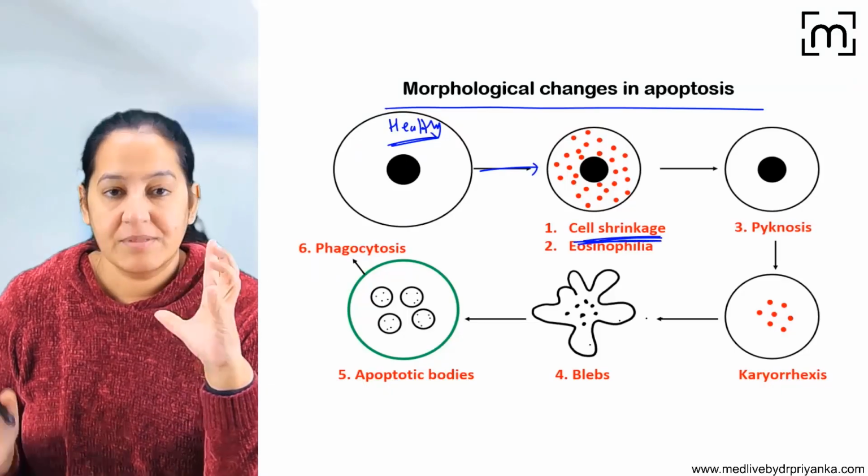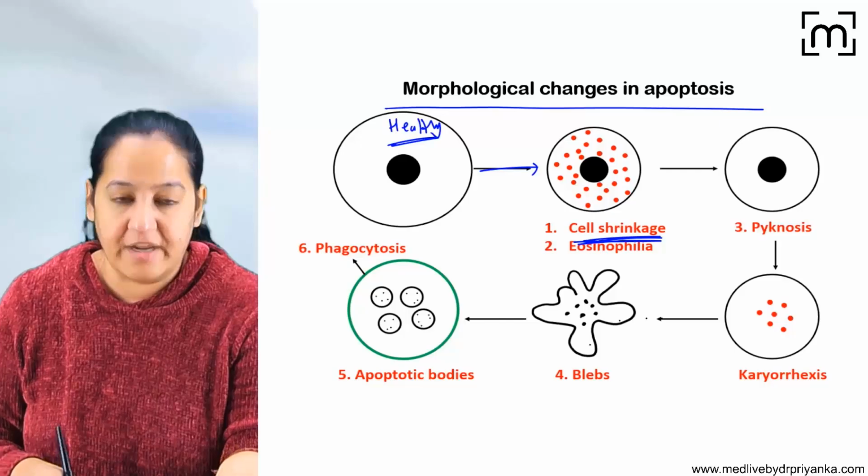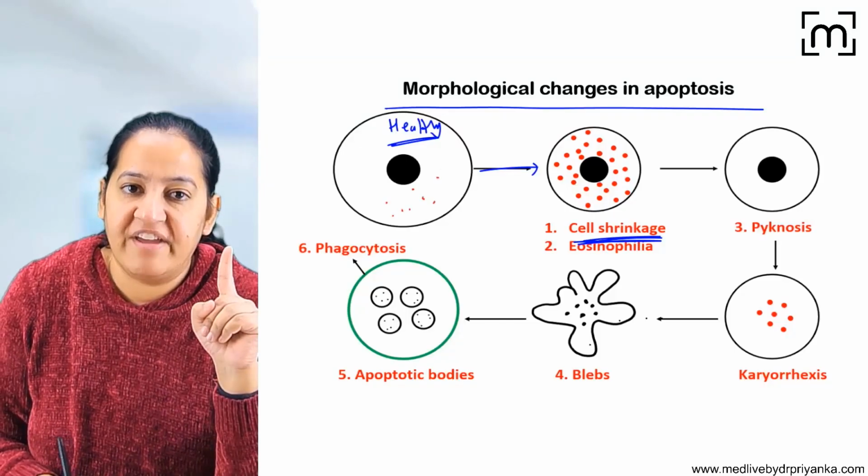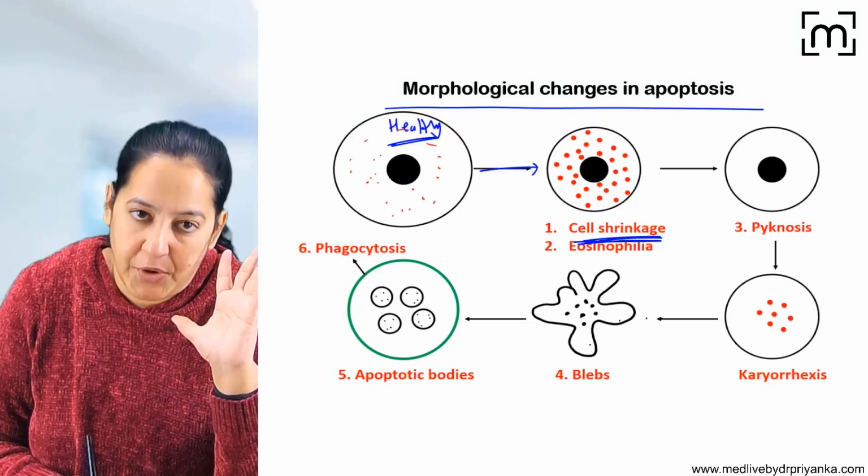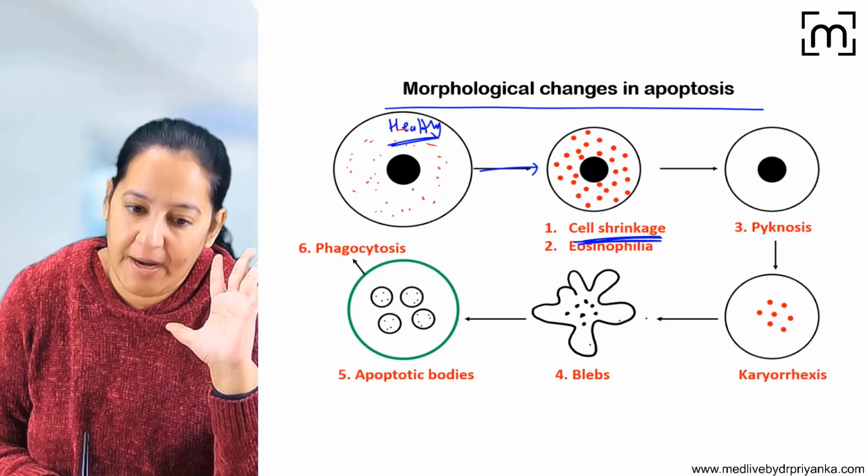The first thing. Now since it is undergoing cell shrinkage, in the cytoplasm of the cell, there are various cell organelles. There are mitochondria, endoplasmic reticulum, ribosomes.